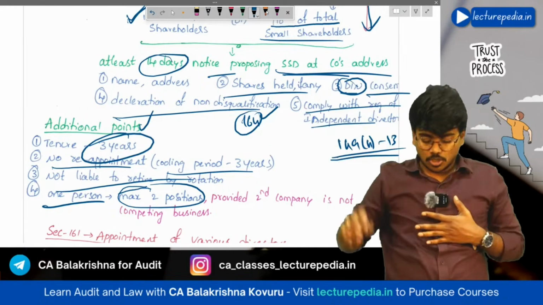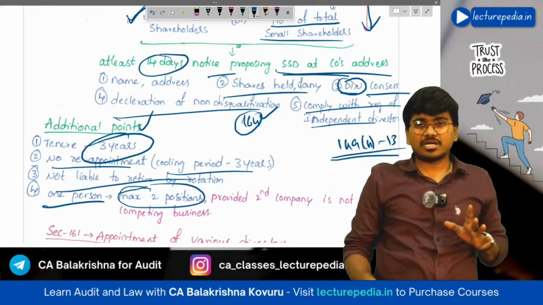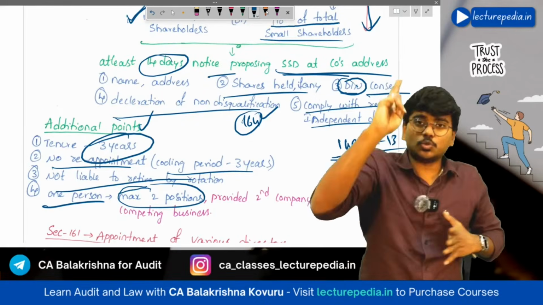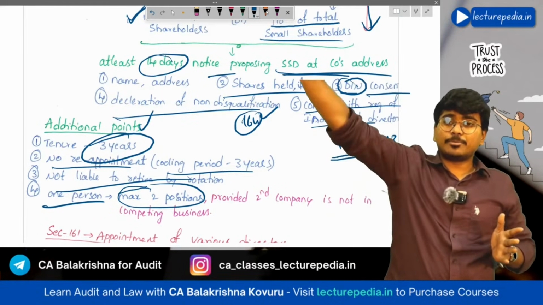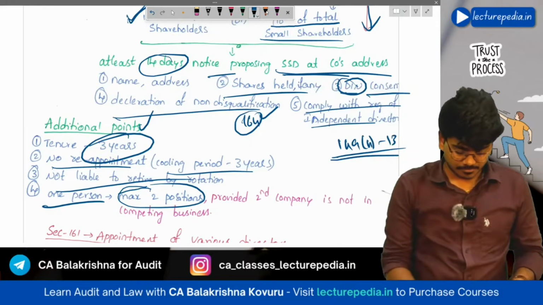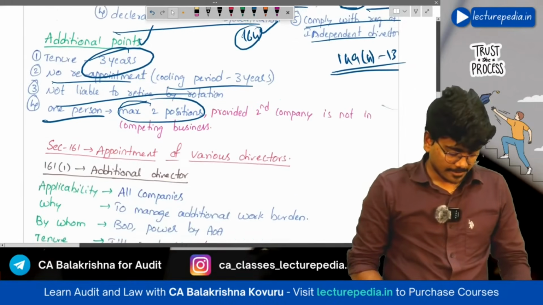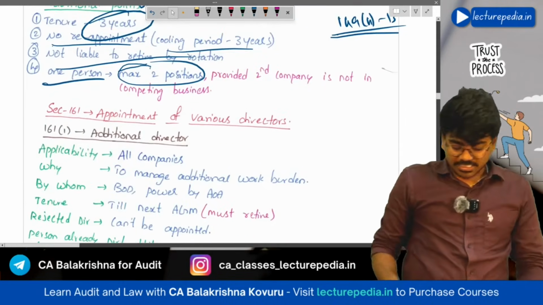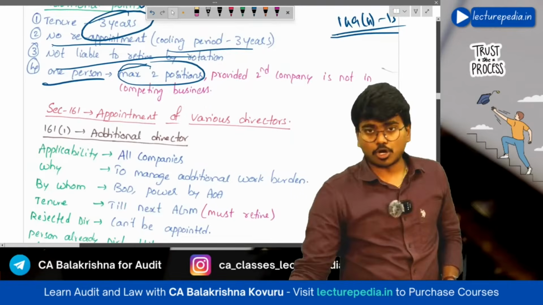Hope that is clear. So the maximum number of small shareholder directorships that I can hold is only 2, and the second company should not be in the competing business. So that was section number 151, small shareholder director.